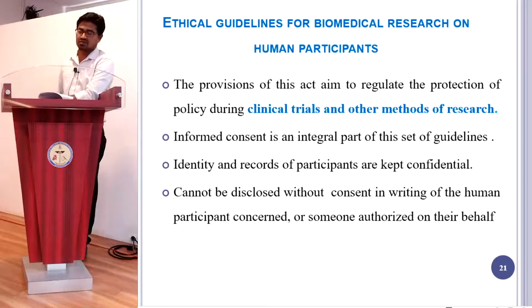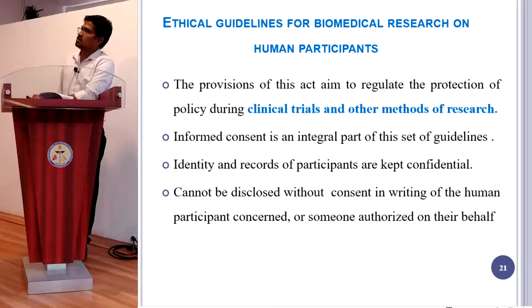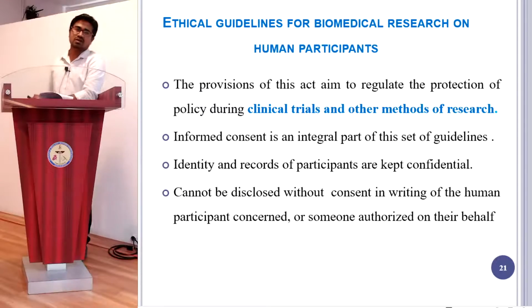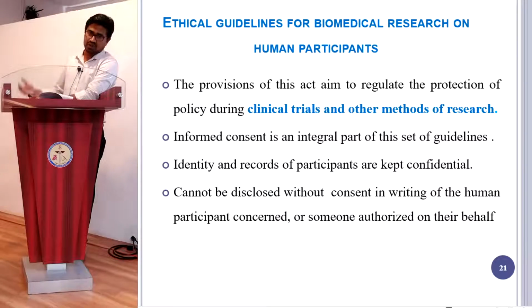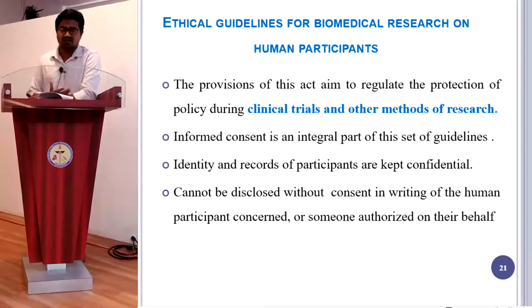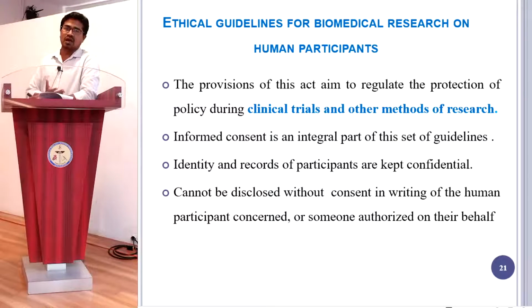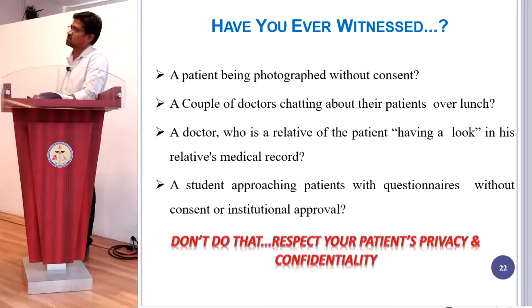Next, ethical guidelines for biomedical research on human participants. In research, confidentiality plays a very important role, because we have to include human participants in the research. So we have to take proper informed consent from the participants and document it, and with their consent we have to reveal the clinical history and laboratory findings to the authorized persons. Otherwise, that will breach the confidentiality.